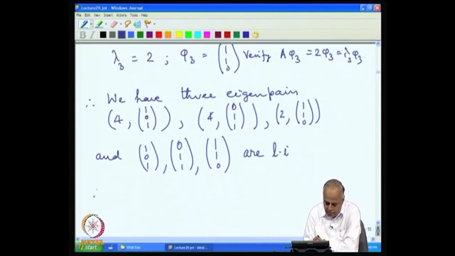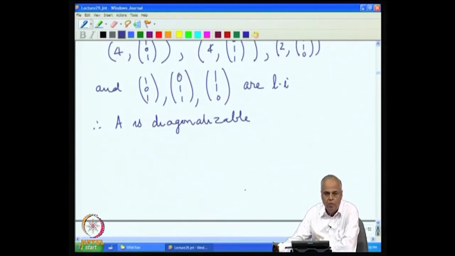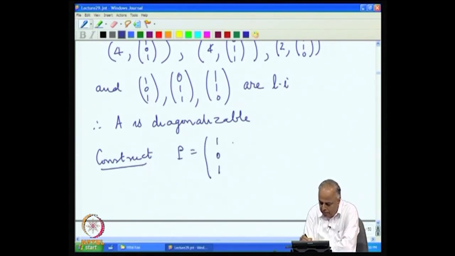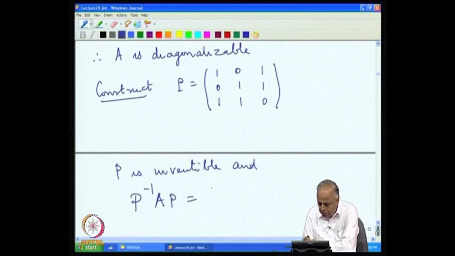Therefore, A is diagonalizable. We have got for a 3 by 3 matrix A, we have found 3 eigen pairs lambda 1 phi 1, lambda 2 phi 2, lambda 3 phi 3, and the phi 1 phi 2 phi 3 are linearly independent, and hence we have A is diagonalizable. What is the diagonalizing matrix? Again, we construct P, which is the matrix consisting of these 3 eigenvectors as columns. Then as before, P is invertible, it can be easily verified, and we can verify that P inverse AP must be a diagonal matrix.